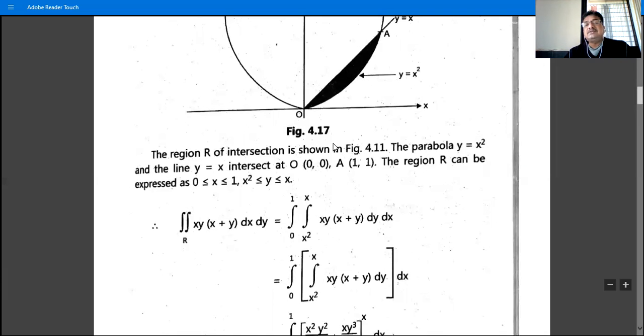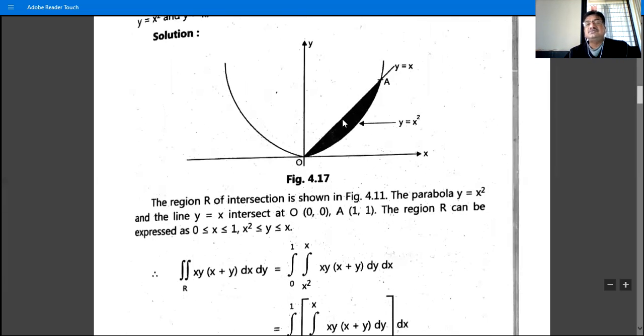Suppose we decide to integrate this with respect to y first, then take a strip parallel to the y-axis. Draw a strip here parallel to the y-axis, like this. Then one end of this strip touches the curve y is equal to x square, and the other end of the strip touches the straight line y is equal to x. So the lower limit of y is x square, and the upper limit is y is equal to x.